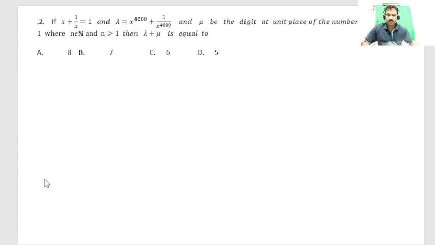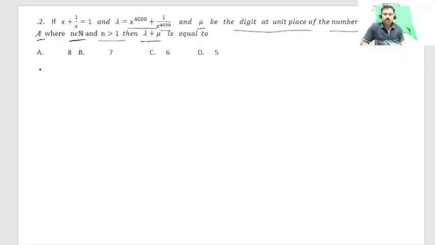Next, the question: if x + 1/x equals 1, and lambda equals x to the power 4000 + 1/x to the power 4000, and mu be the digit at unit place of the number x to the power 2 to the power n plus 1, where n belongs to capital N, the set of natural numbers, and n greater than 1, we have to find lambda + mu.